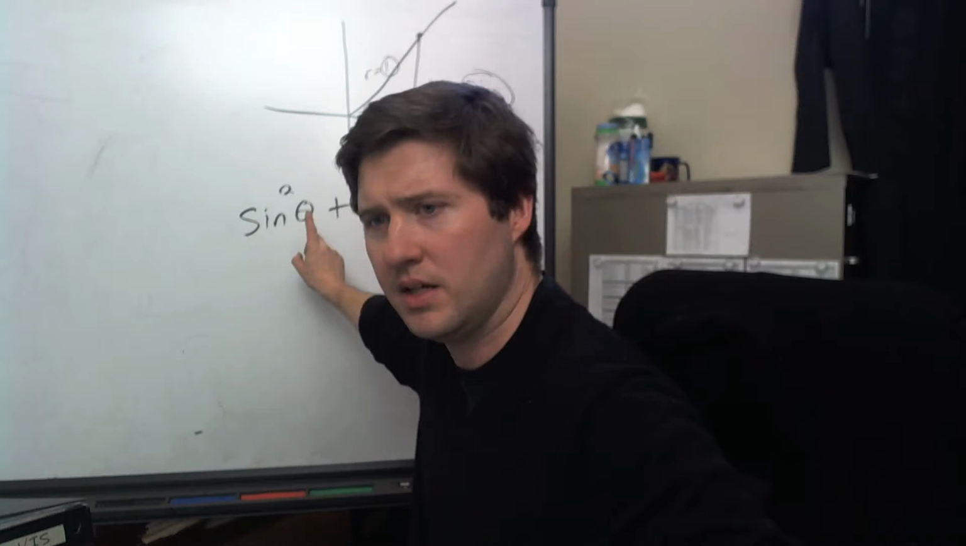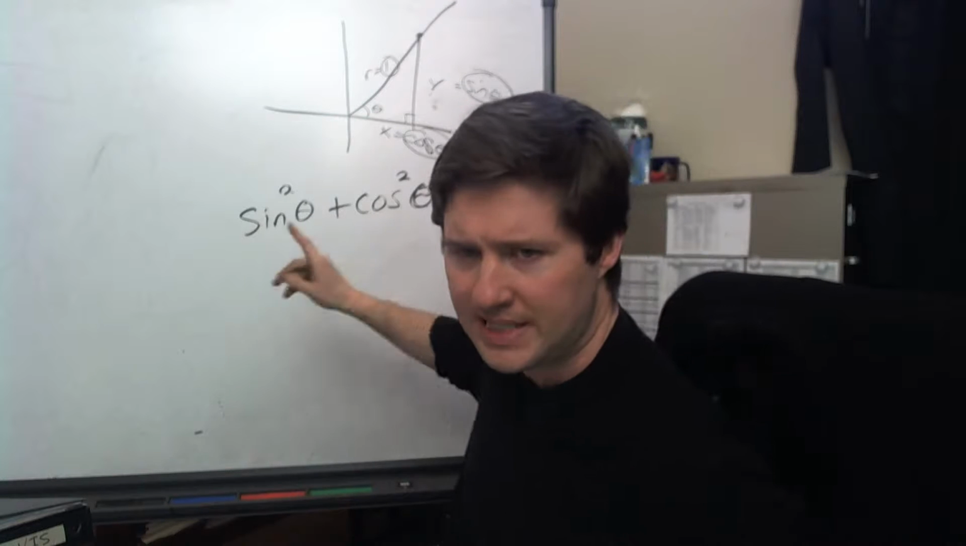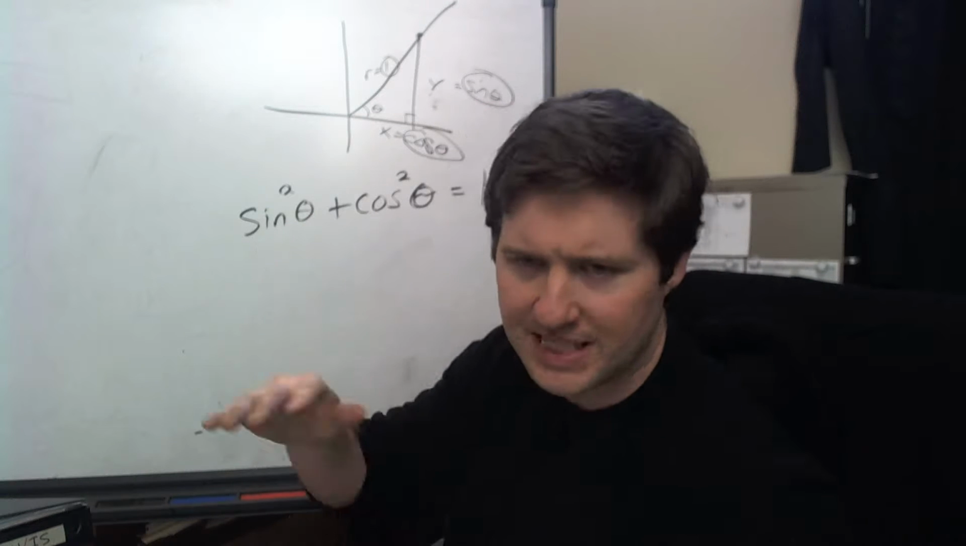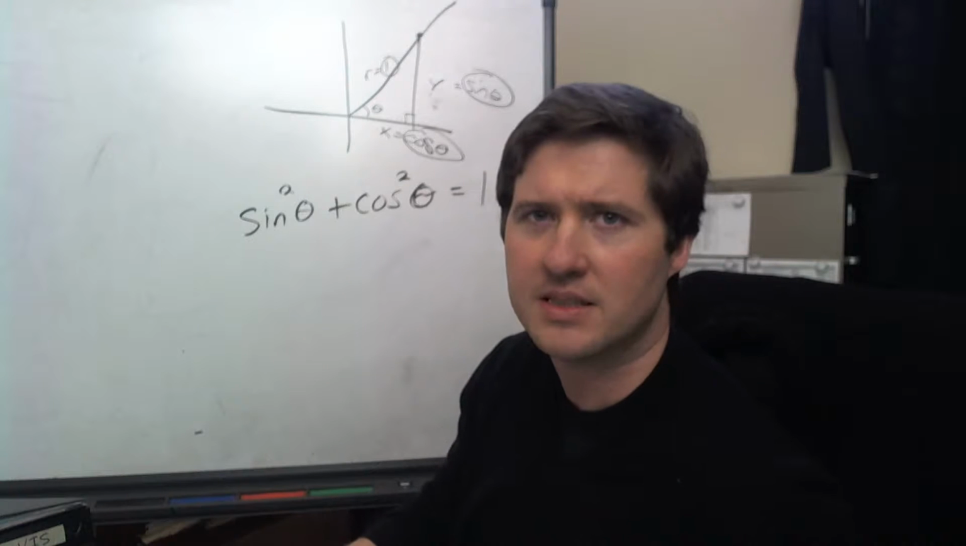If you take your standard Pythagorean identity and you divide it either by sine, which is what I do first, I divide everything by sine squared, or I divide everything by cosine squared, it simplifies.